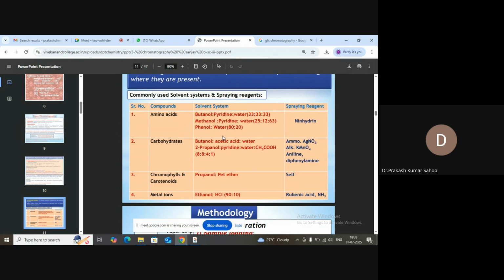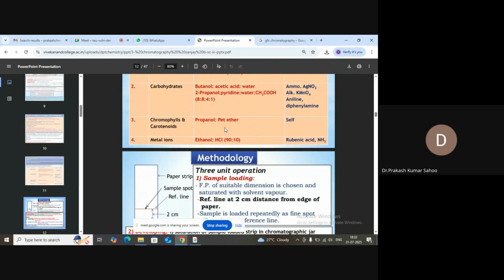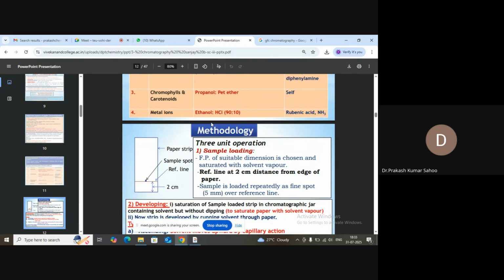Similarly, we have the carbohydrate separation, where butanol, acetic acid, water, 2-propanol, pyridine, water, acetic acid in this ratio can be used as the mobile phase of the solvent system, and here are the spraying reagents. So for chlorophyll, propanol is used, and for metal ions, ethylene and hydrochloric acid in 9 is to 1 ratio may be used.